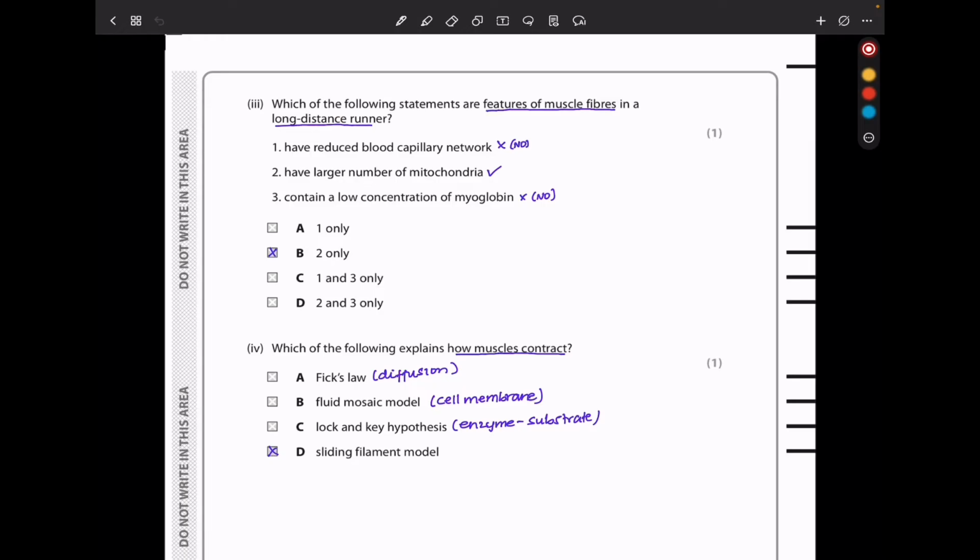They have large numbers of mitochondria, that is correct. Contain a low concentration of myoglobin, no. So it's only 2. So the answer is going to be B.